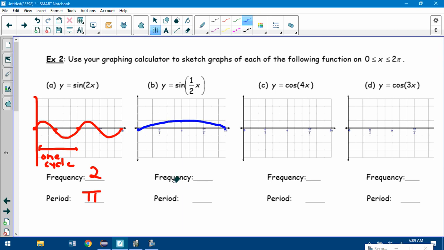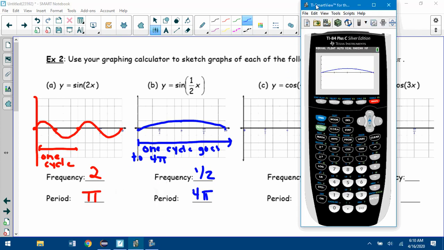So what do you think the frequency would be? The number of cycles between 0 and 2 pi. Right, there's not even a full cycle here. So there's half a cycle. So what would the period be? How long would one full cycle be if I went up and down and back? It'd actually be 4 pi, right? So I'm just going to write one cycle goes to 4 pi. So that's the period, because you got to get that full up and down.